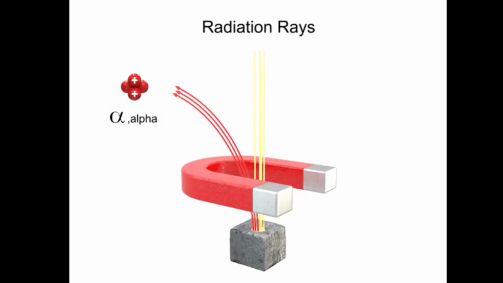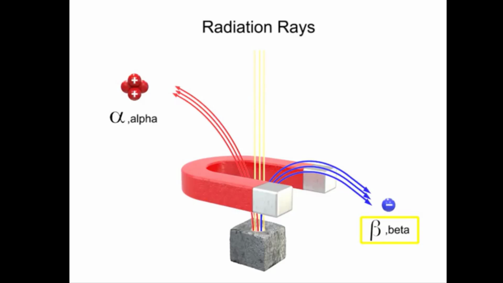Essentially, they are positively charged helium atoms stripped of their electrons. The magnet causes these particles in the alpha ray to bend in one direction. Beta rays are a stream of negatively charged electrons. After passing through the magnet, they bend in the opposite direction of the alpha ray.